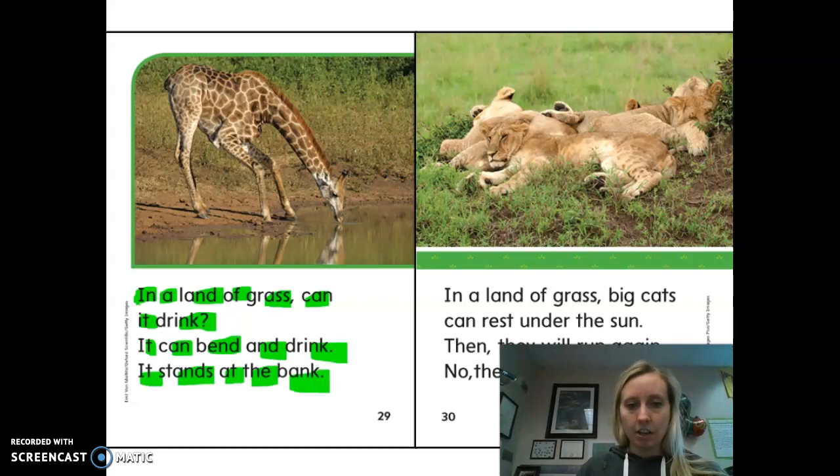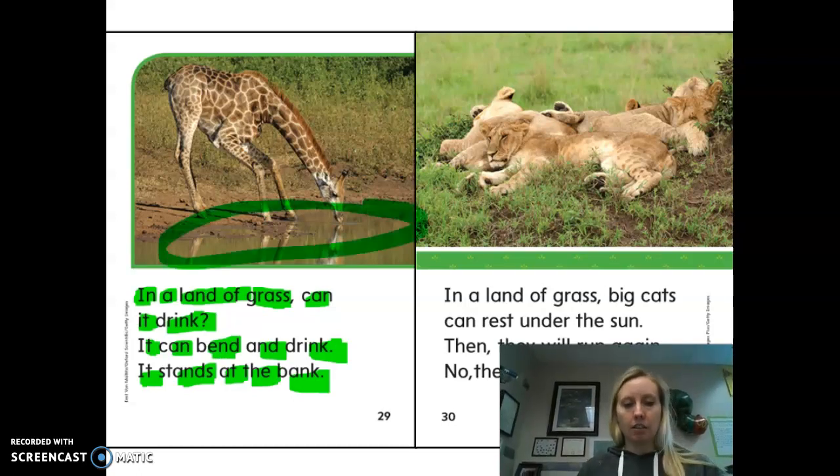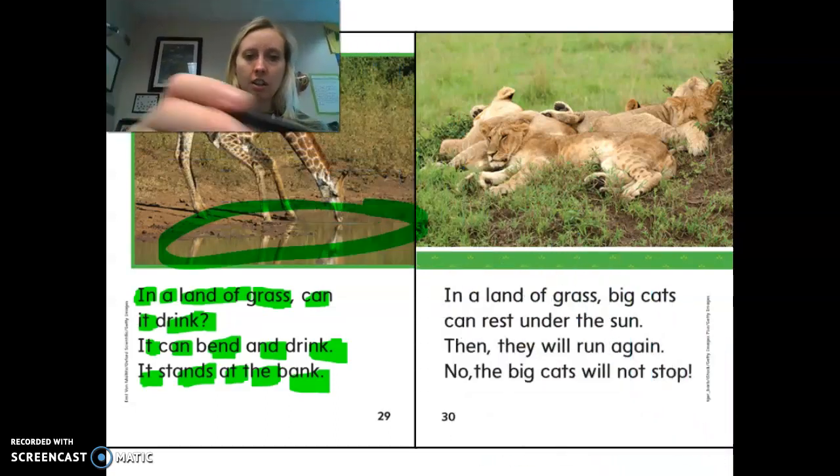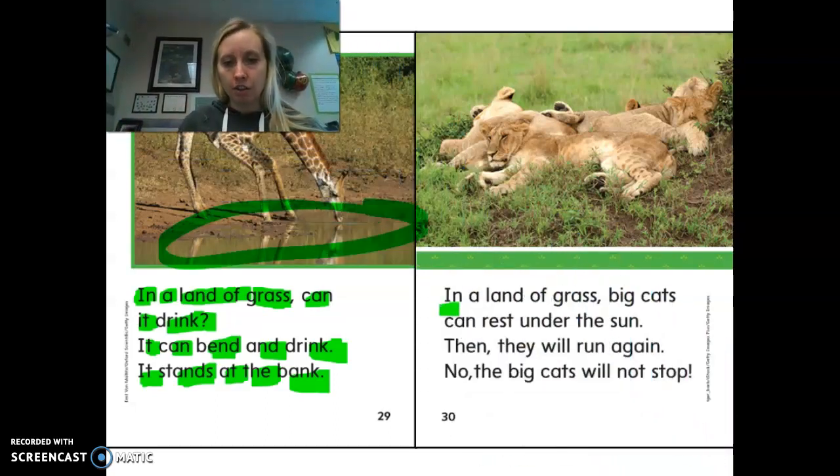Okay, together. In a land of grass, can it drink? It can bend and drink. It stands at the bank. This is a bank where water collects. Okay, your turn.